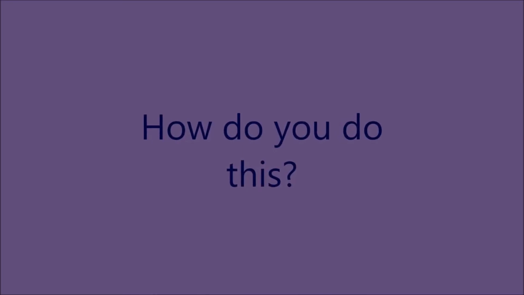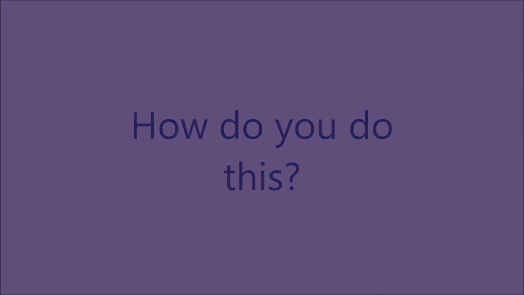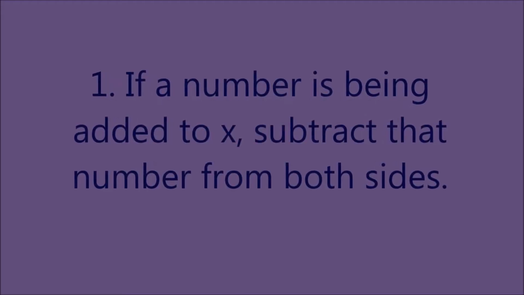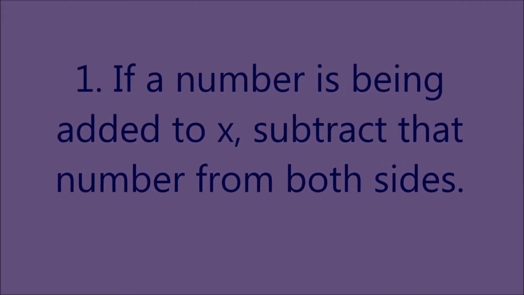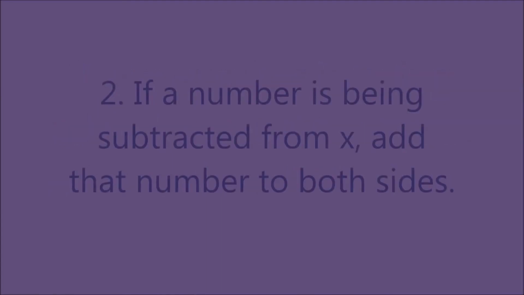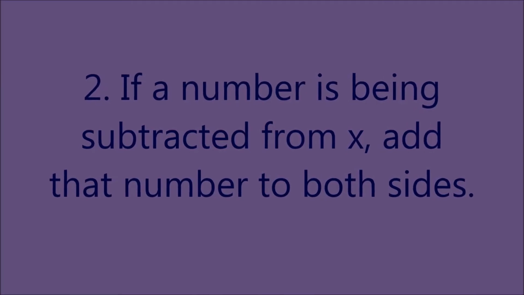In order to do this, you will first want to get x all by itself on one side of the equal sign, with the numbers on the other side. However, it's not quite as simple as just rewriting them on the other side. First, if you have a number that is being added to the side containing x, then you must subtract that number from each side of the equation, or both sides of the equal sign. If you have a number that is being subtracted from the side containing x, then you must add that number to each side of the equation.